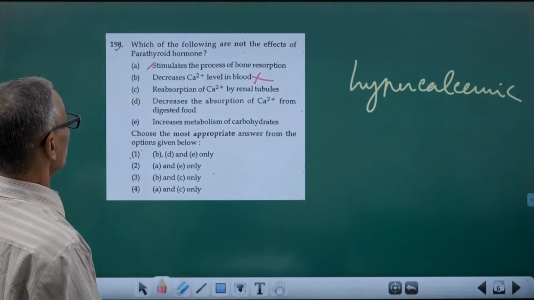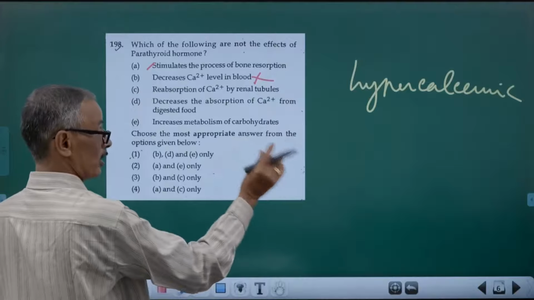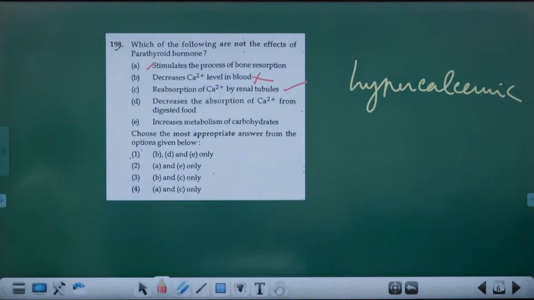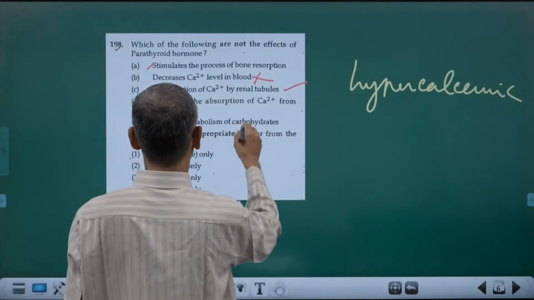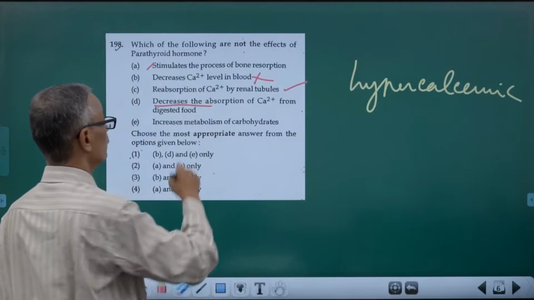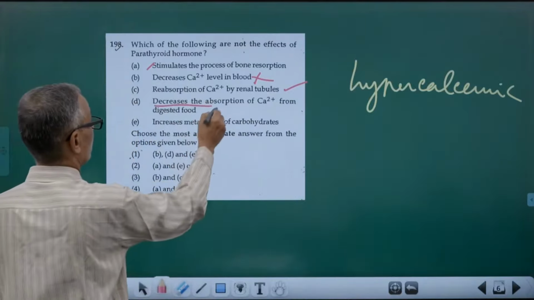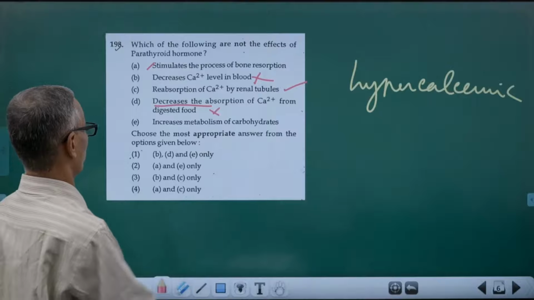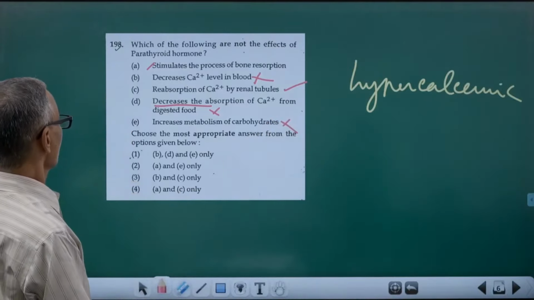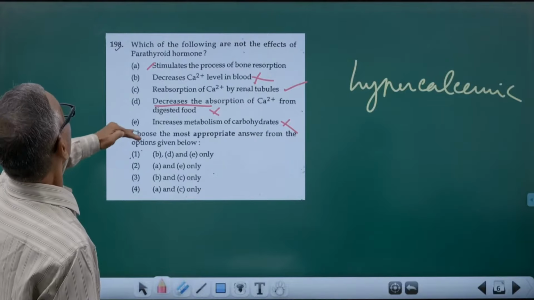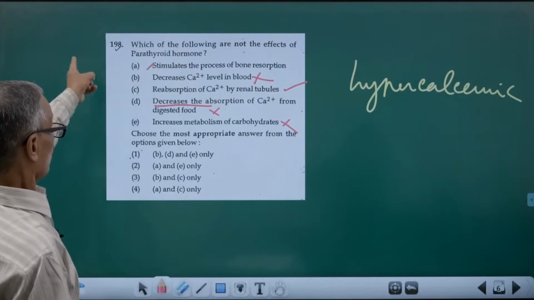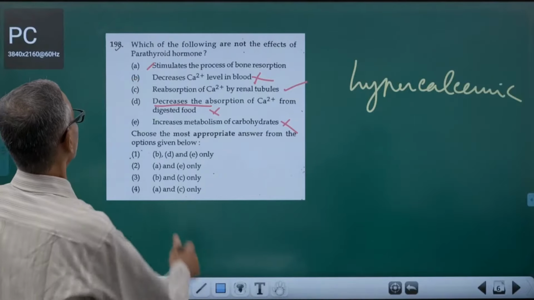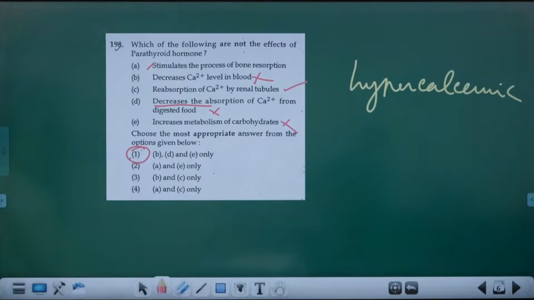Reabsorption of calcium by renal tubules: calcium will be absorbed back from the renal tubules. Decrease the absorption of calcium from digested food? No, it is increasing the absorption of calcium. Increases metabolism of carbohydrate? It has no such role. So here, which of the following are not the effects? B, D, and E. So the option goes to 1.